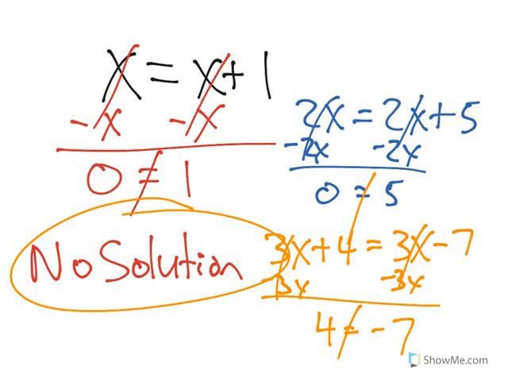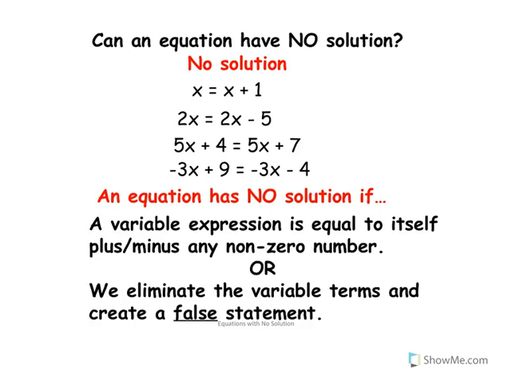Now, what do they all have in common? Well, what they have in common is they have the same variable expression, but they have different constants. So this is what you're going to grab in your notes, okay? Can an equation have no solution? Absolutely. Look at all the examples, right? x equals x plus 1. 2x is 2x minus 5. 5x plus 4 equals 5x plus 7. Negative 3x plus 9 equals negative 3x minus 4.